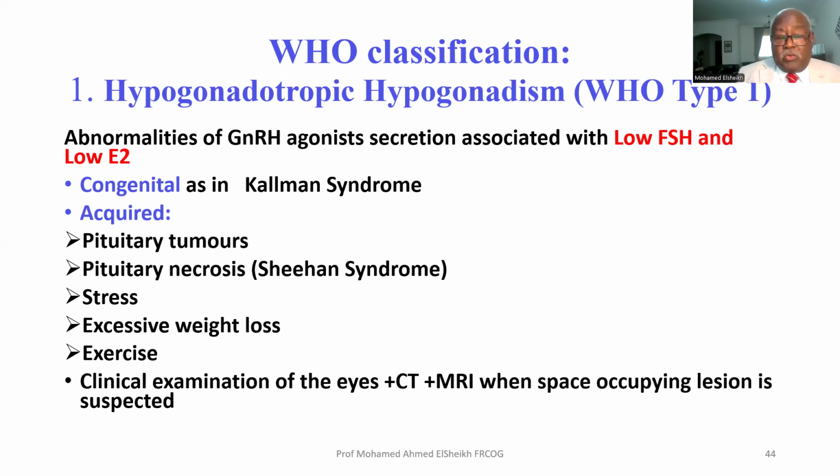In this situation, what we have to do is to examine the eye for the visual field. This is the clinical examination we need to do, because if there is a pituitary tumor, it could affect the visual field. We confirm the diagnosis with CT and MRI when we are suspecting a space occupying lesion.